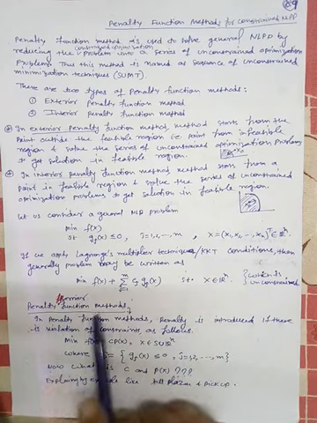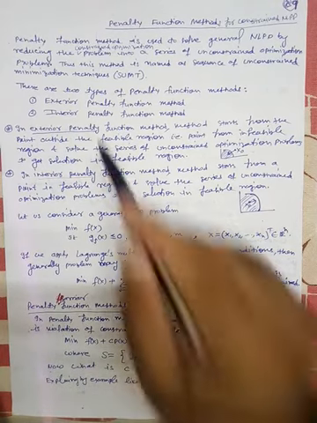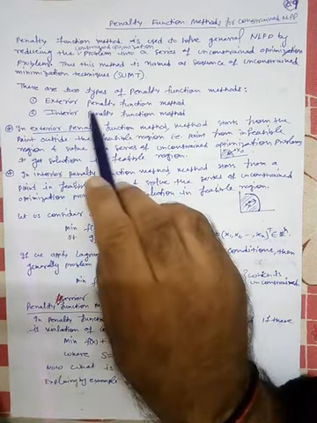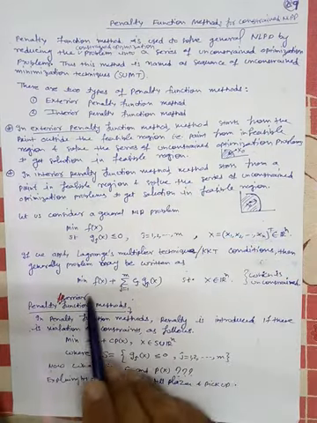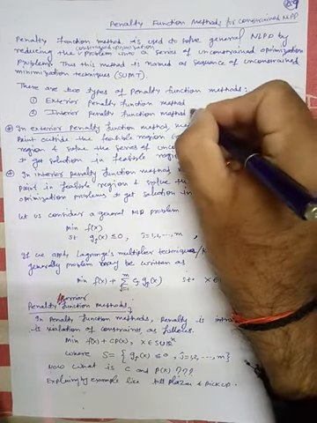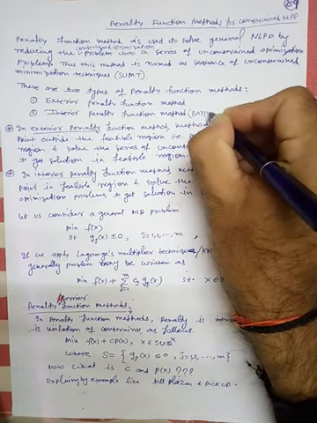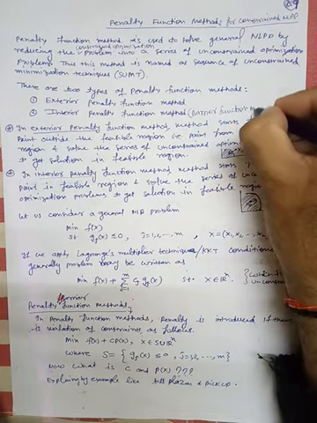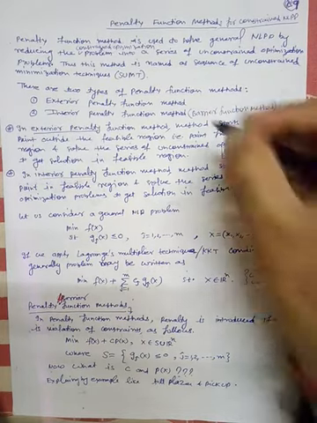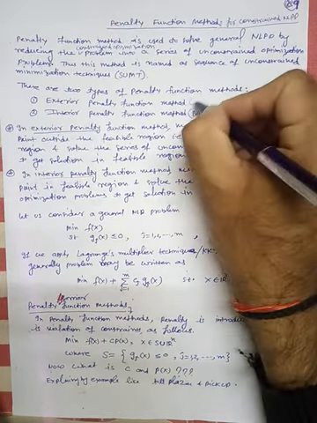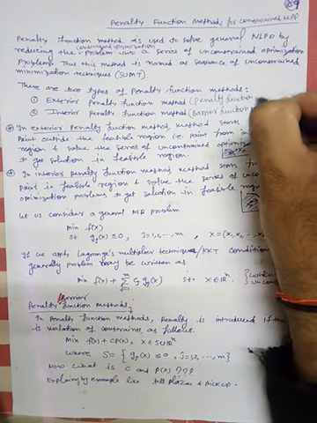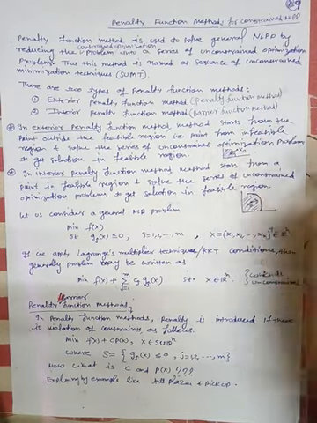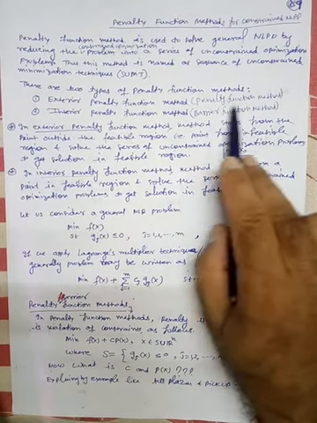However, in the penalty function methods, the exterior penalty function method is simply the penalty function method, and the interior penalty function method is also known as the barrier function method. This is the barrier function method, and this is the penalty function method.